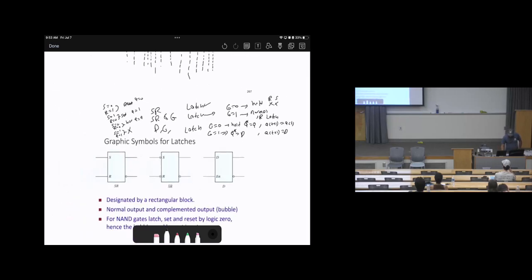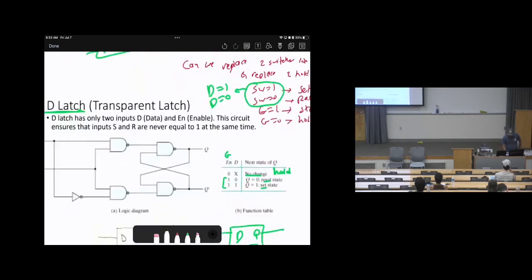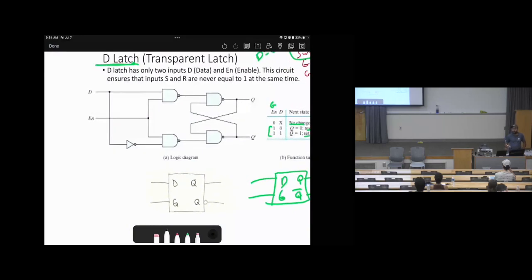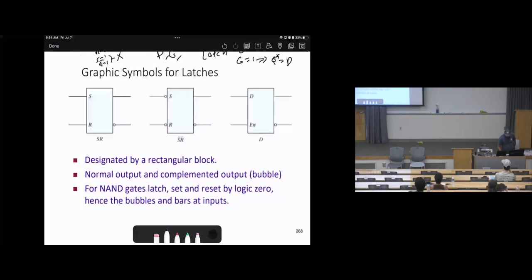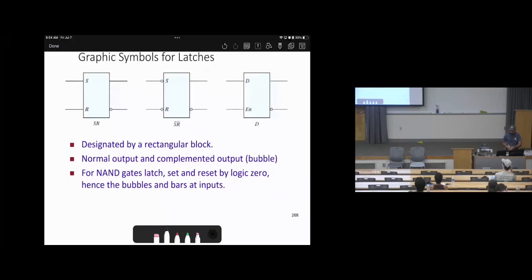As a shortcut, instead of drawing the SR latch like this or the D latch like this, with multiple AND gates or NOR gates, we write it as this block. Here is the input S, this is the input R, here is Q, and here is Q with a bubble, which means Q bar. Sometimes in some textbooks you will see Q and Q bar written here, or some of them eliminate them, and we can just understand it this way.